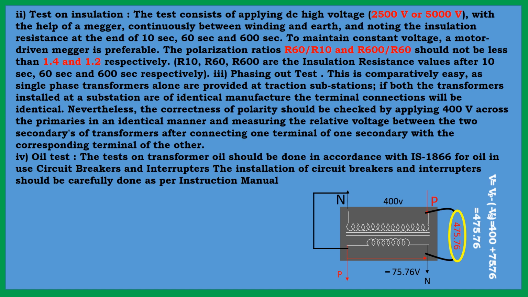Now today we will discuss the IR value test. IR value timings are given as 10 seconds, 60 seconds and 600 seconds, and take the ratio of R60 by R10 and R600 by R60. It should not be less than 1.4 and 1.2 respectively. So maintain this, because insulation is the main thing for an electrical system. Otherwise anyone can get an electric shock due to leakage current or other causes.